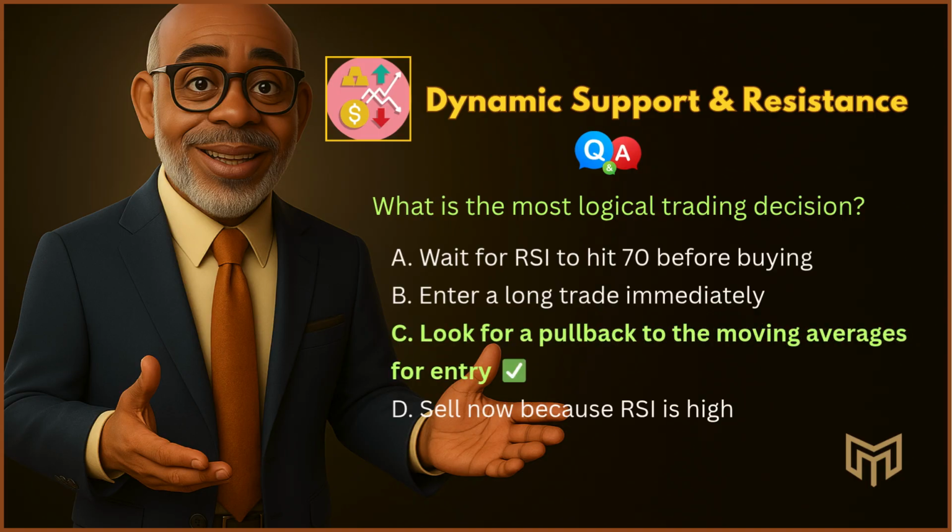Correct answer, C. Look for a pullback to the moving averages for entry. Although the trend remains strong, experienced traders often wait for price to pull back toward dynamic support zones like the 10 MA or 20 MA before entering. This can improve risk management and provide a more strategic entry within the existing uptrend.